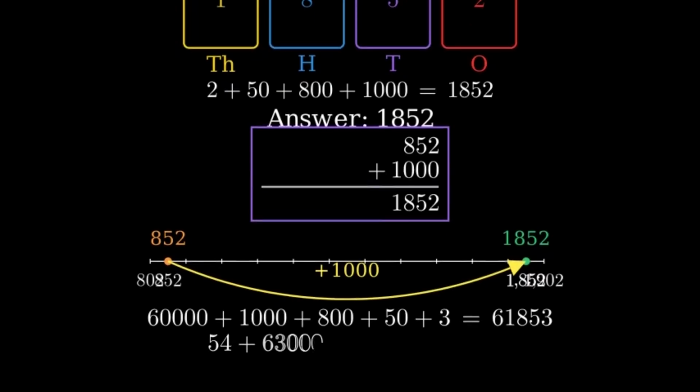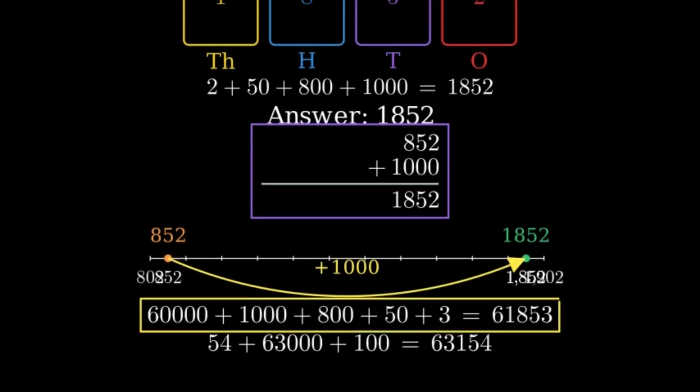Lightning practice. Let's evaluate 2 expanded form sums quickly. First, 60,000 plus 1,000 plus 800 plus 50 plus 3. Add the thousands first, 61,000. Then add 800 to get 61,800. Then add 50 to get 61,850. And finally add 3 to reach 61,853.